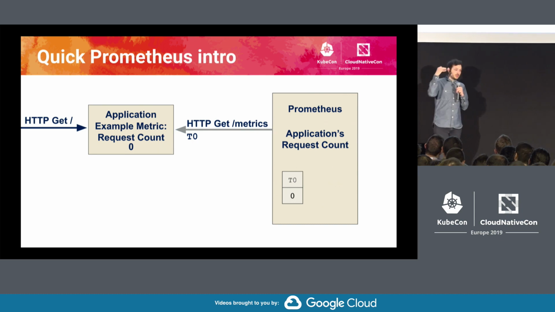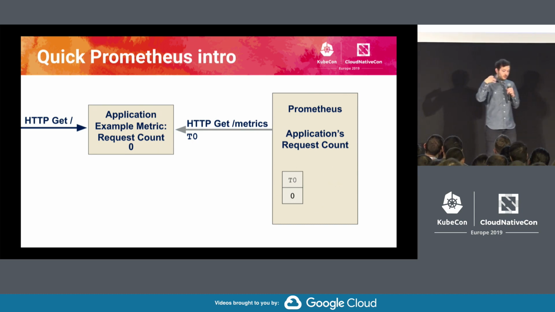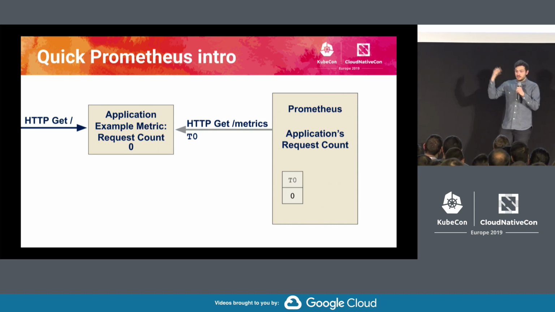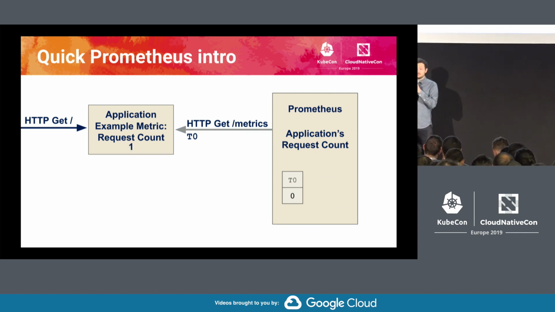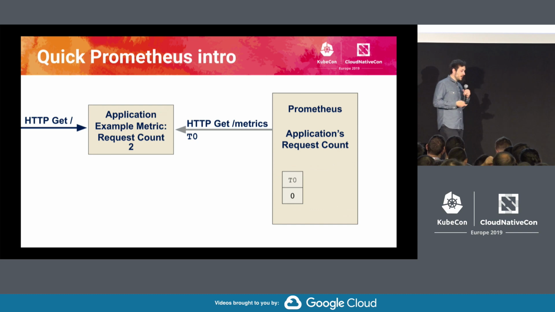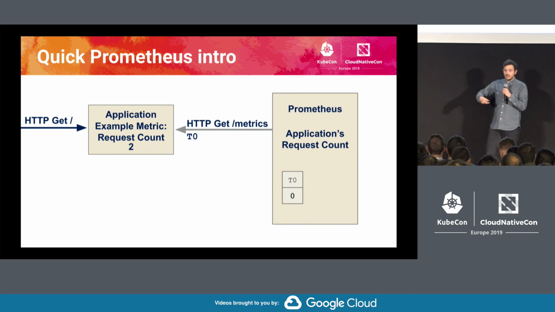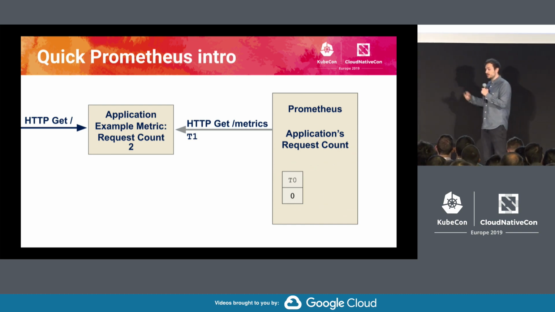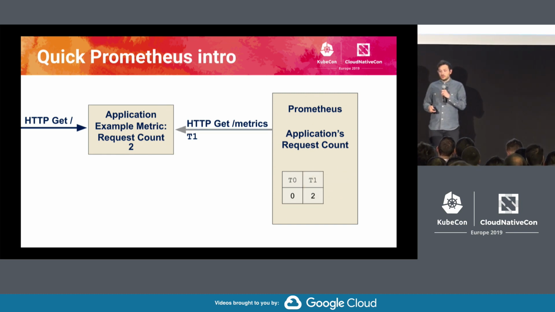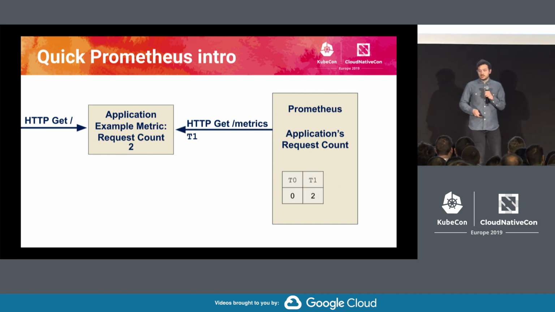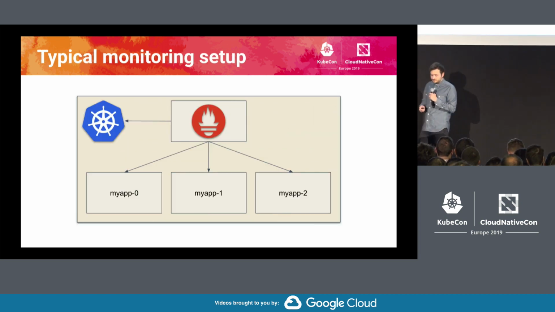Then our users actually start using our applications, we are actually making money or something, and these requests increase. And over time, the interval has passed, so Prometheus will come again and do a second request and insert that into its time series database. And this will just happen all the time and forever.